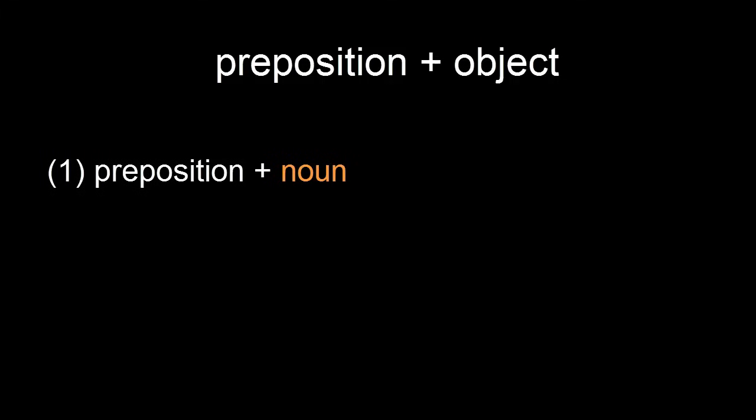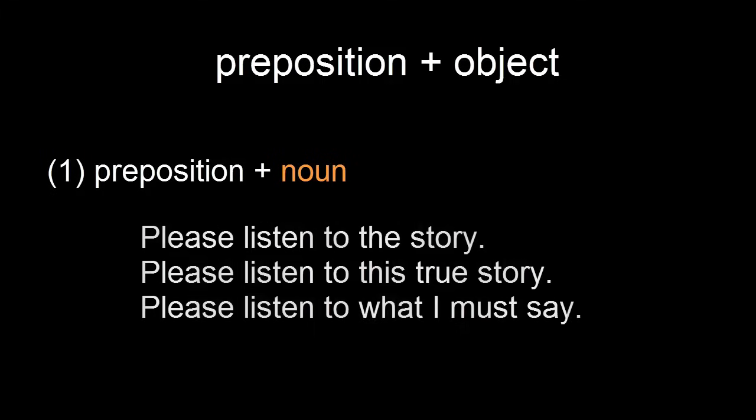Let's go over the basics. Prepositions have objects. Prepositions generally come before nouns, pronouns, and gerunds. Let's talk more about the different kinds of objects a preposition can have. Look at these examples. A preposition can come before a noun phrase, or a noun clause.